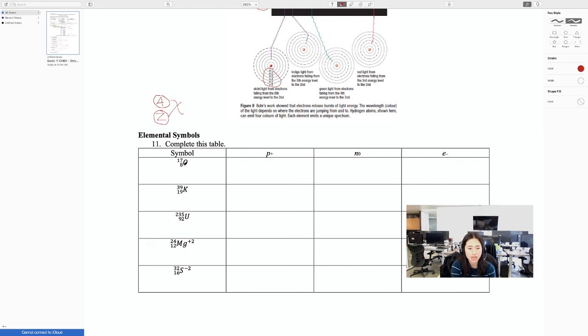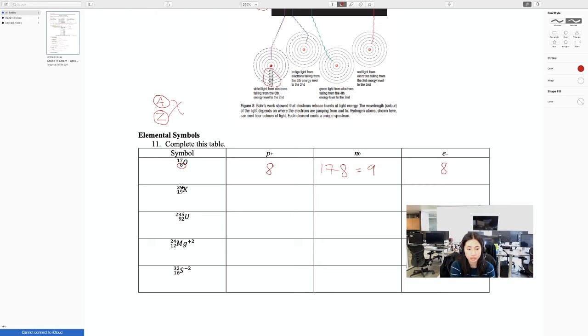For oxygen, if you're looking at your atomic number, it's 8, so the number of protons is 8. For your electrons, it also has to be 8, because if your atom is neutral, the number of protons equals the number of electrons. For your number of neutrons, that would be 17 minus 8, which is equal to 9, because it's based on your atomic mass, which is 17.